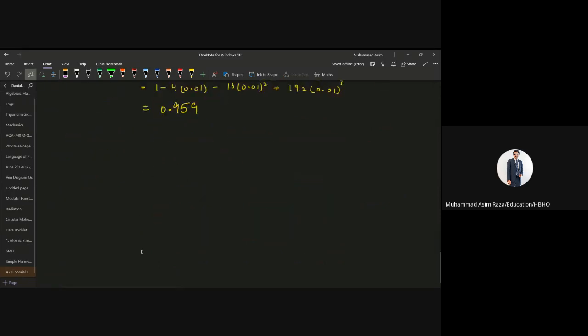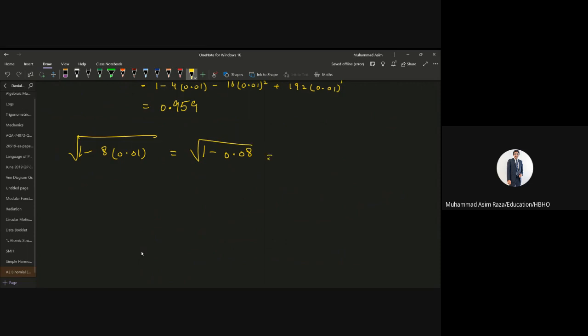So let's try this one: 1 minus 8 into 0.01 with the square root over it, and we will get what? 1 minus 0.08, and then we can find it out like 0.02 square root, and we'll get 2 over 100, and we can find it out like 2 over 10. So that is the answer. And that's in the form that we want. He said to write it down in the form of square root a over b. So this is the answer.